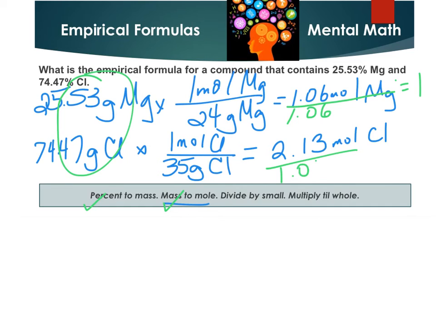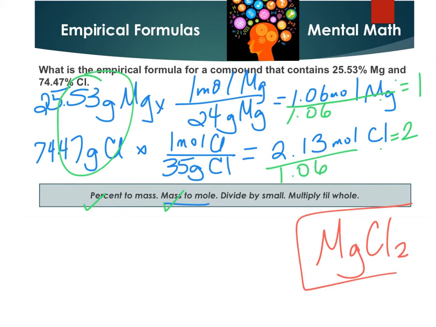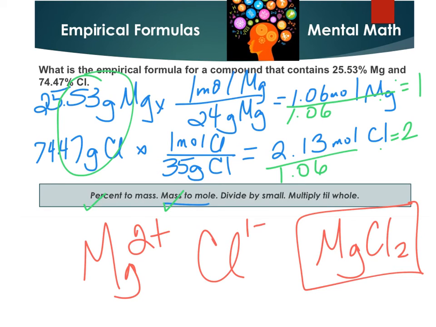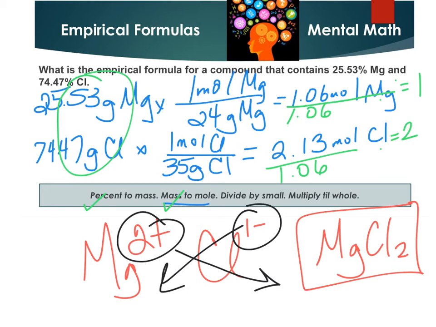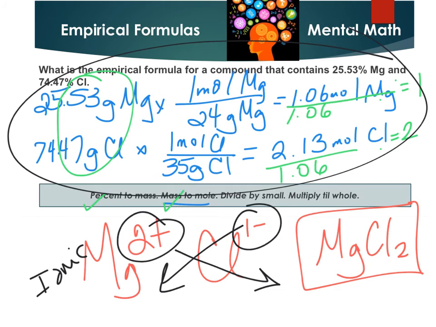That makes our mole ratio pretty sound. If I do 2.13 divided by 1.06, it's really close to 2. So you can see we have a 1-to-2 ratio, and that proves the magnesium chloride that we know, which we usually get from our charges: chlorine is 1-, magnesium is 2+. You crisscross those, and it's a backup way of knowing that you got the right compound when it's ionic. We do this more often for covalent.